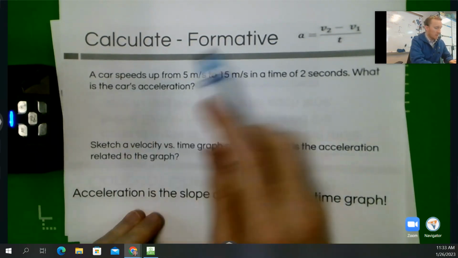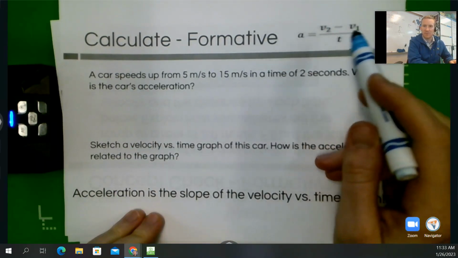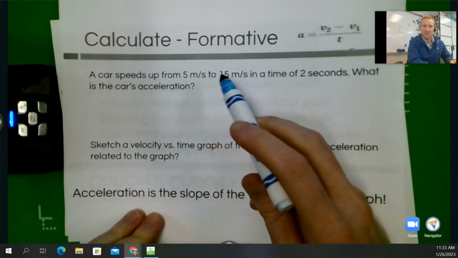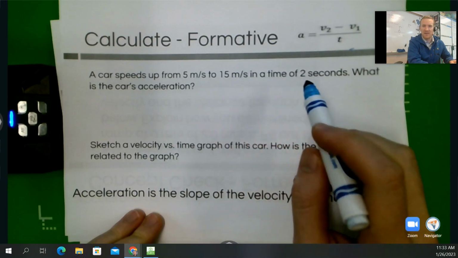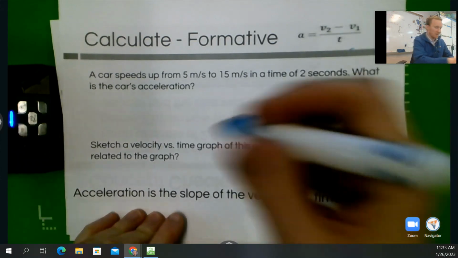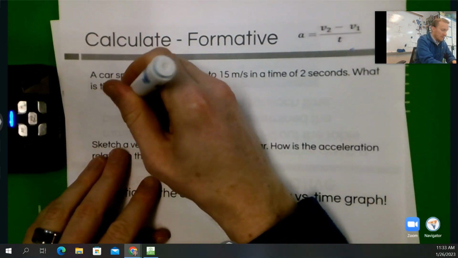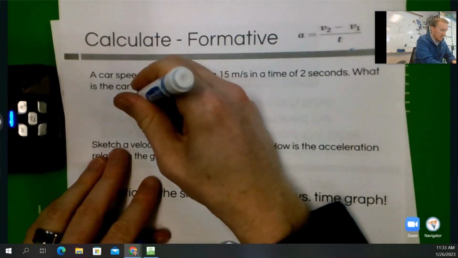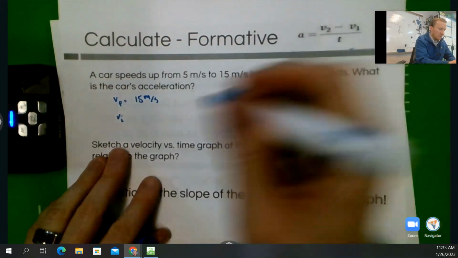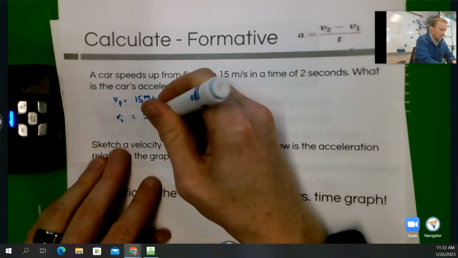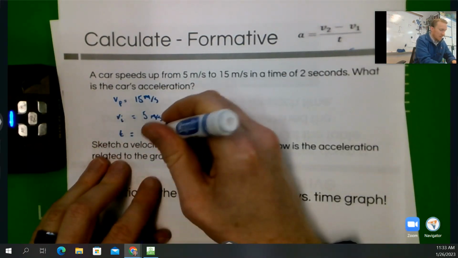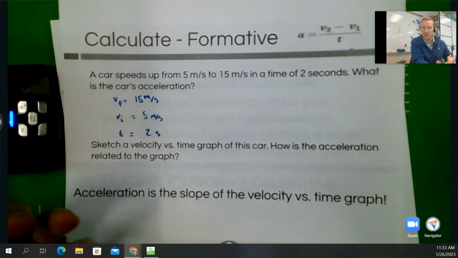All right, so we're going to use the acceleration equation, which recall is just a change in velocity over time. So if we have a car speeding up from 5 meters per second to 15 meters per second in a time of 2 seconds, we can calculate the acceleration by putting in the following information, right? The final velocity, or v2, was 15 meters per second, whereas the initial velocity, vi or v1, was 5 meters per second. And of course, the time that it took was 2 seconds. So just being very careful about looking where our units are and keeping track of that information.